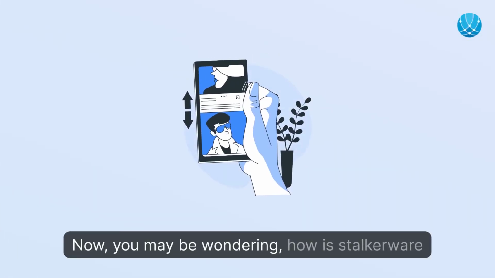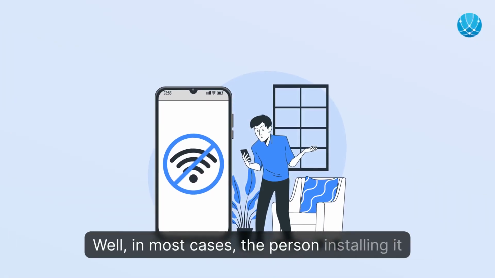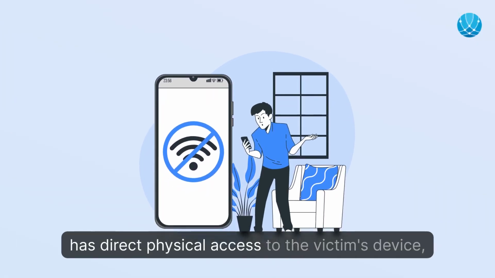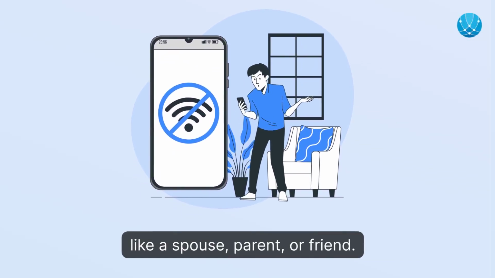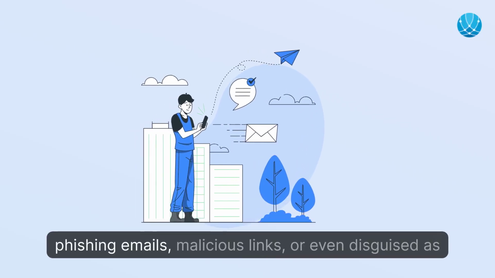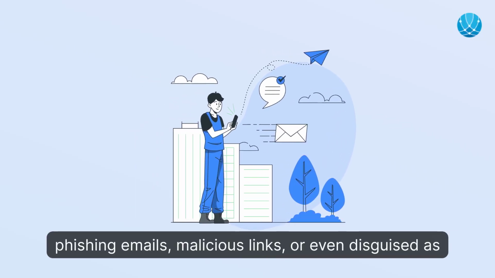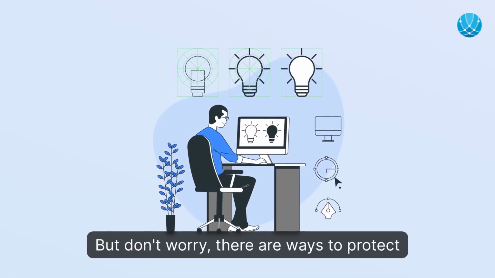Now, you may be wondering, how is stalkerware installed? Well, in most cases, the person installing it has direct physical access to the victim's device, like a spouse, parent, or friend. However, stalkers can also install stalkerware remotely through phishing emails, malicious links, or even disguised as innocent apps in app stores. But don't worry, there are ways to protect yourself.